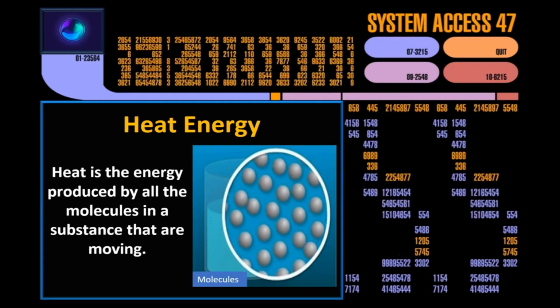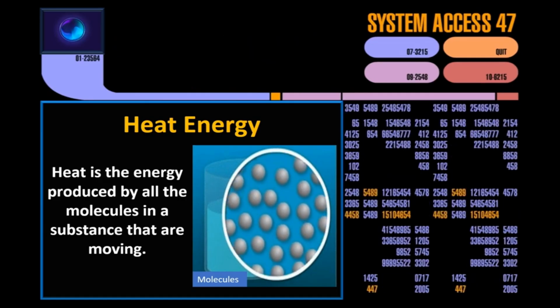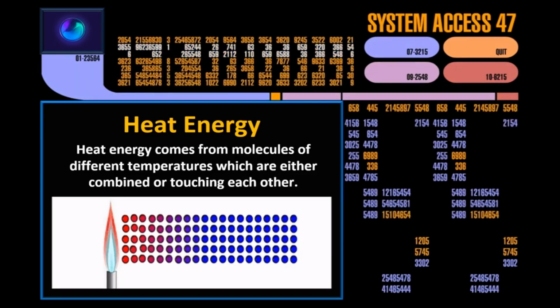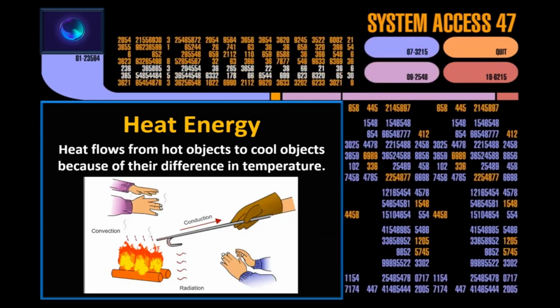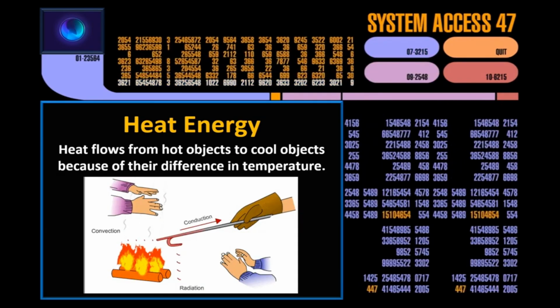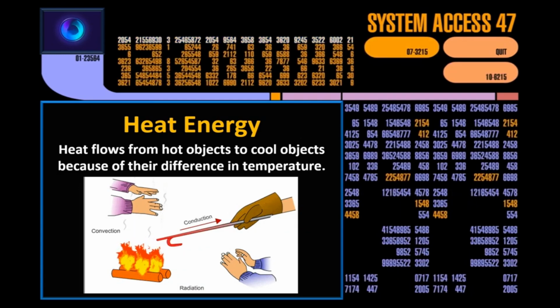Heat is the energy produced by all the molecules in a substance that are moving. Heat energy comes from molecules of different temperatures which are either combined or touching each other. Heat flows from hot objects to cool objects because of their difference in temperature.